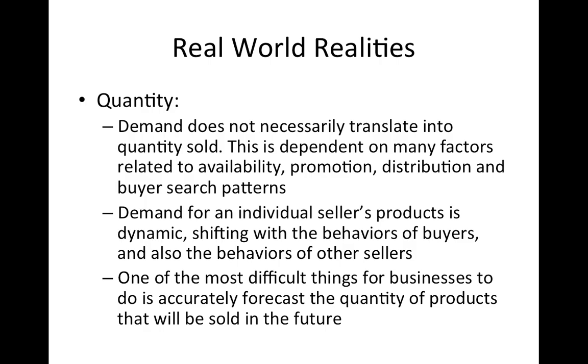The demand for the individual seller's products is dynamic as well. It shifts based on buyer preferences shifting, based on the knowledge that they have that maybe there's a competitor out there that has a product that has a better quality that they want, or something they value more, or possibly a competitor has lowered their price or whatever else. And so as a result of that, and here's the key point for you, one of the single hardest things that a company can do is forecast any meaningful distance into the future what their sales will be, what quantity they will sell.